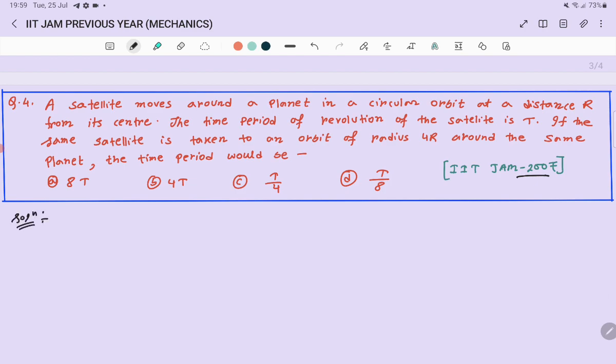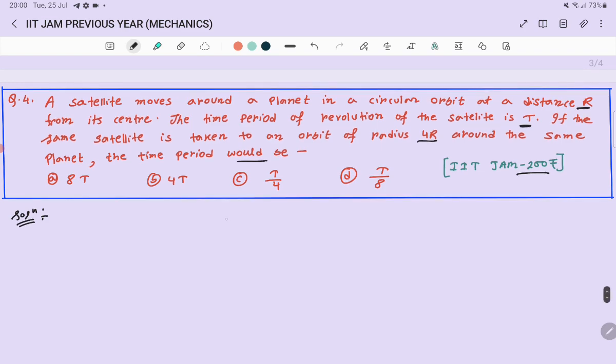You can see a satellite moves around a planet in a circular orbit at a distance r from its center. That means the radius of this orbit is r. The time period of revolution of the satellite is t. So initially radius is r and time period is t. Now if the same satellite is taken to an orbit of radius 4r in the same planet, what will be the time period?